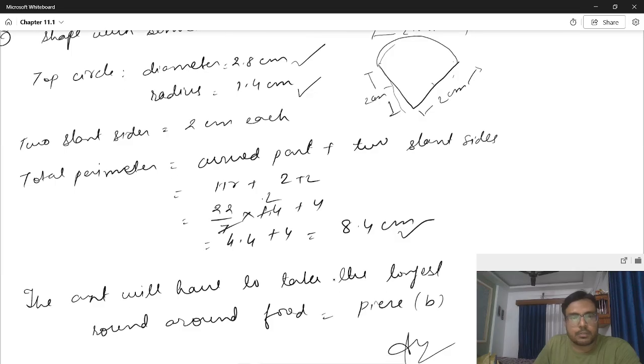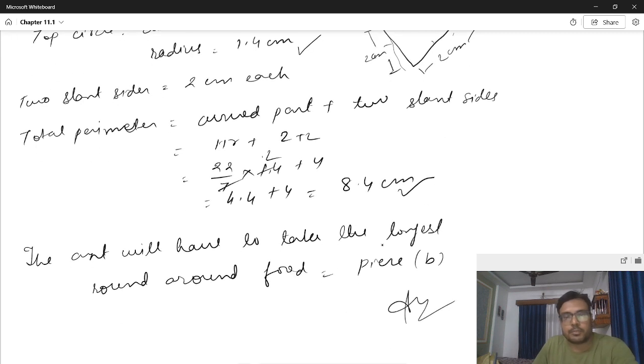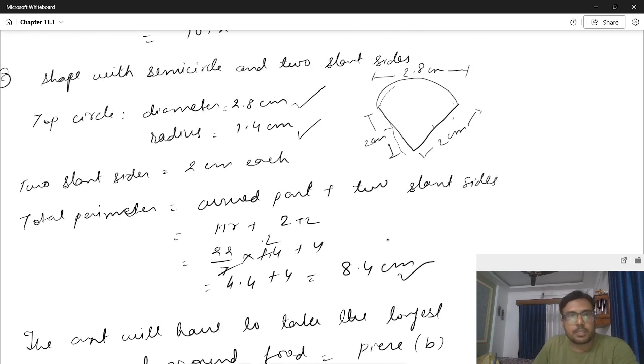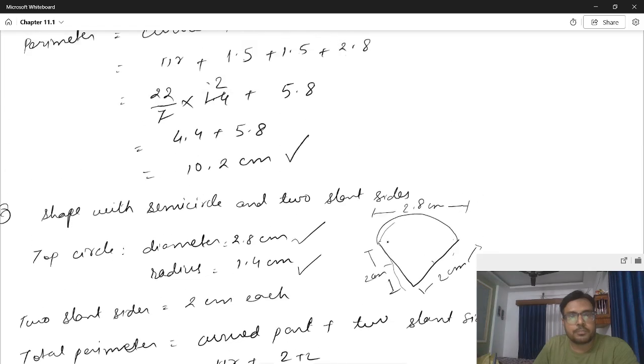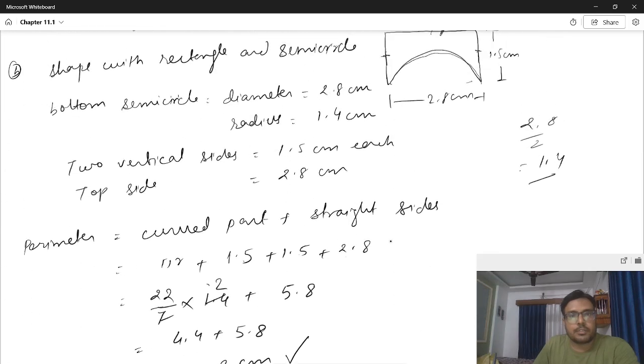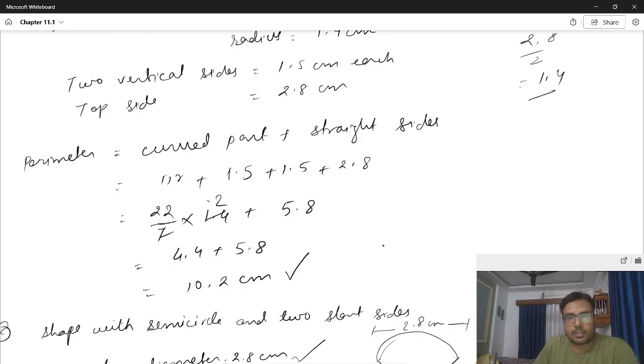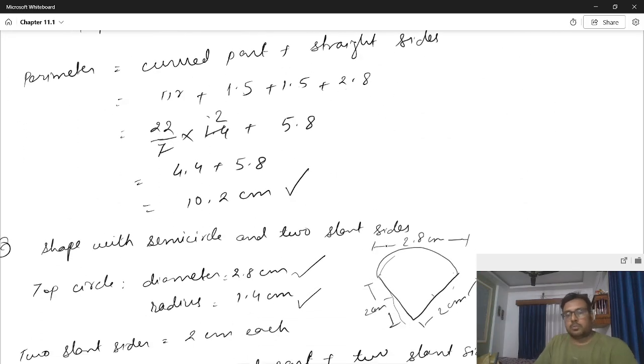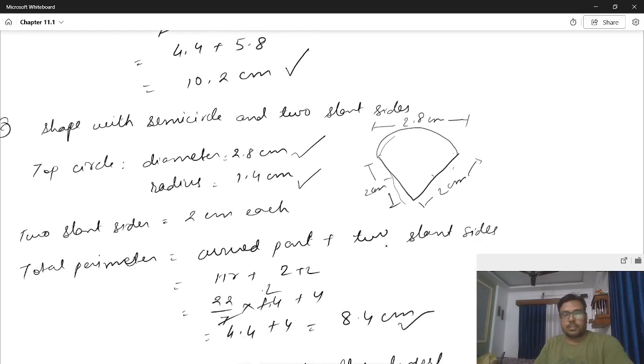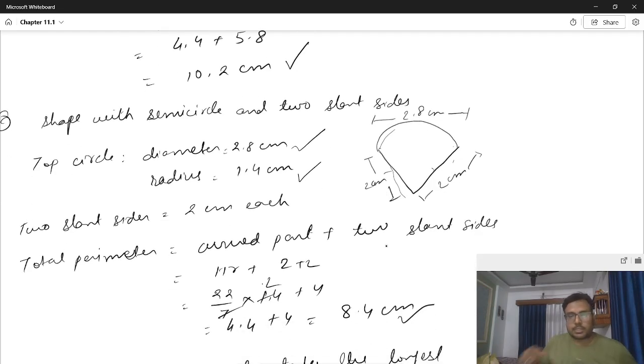So what is the conclusion? The ant will have to take the longest route around food piece B, because this is 8.4, B is something around 10.2, and A was 7.2.